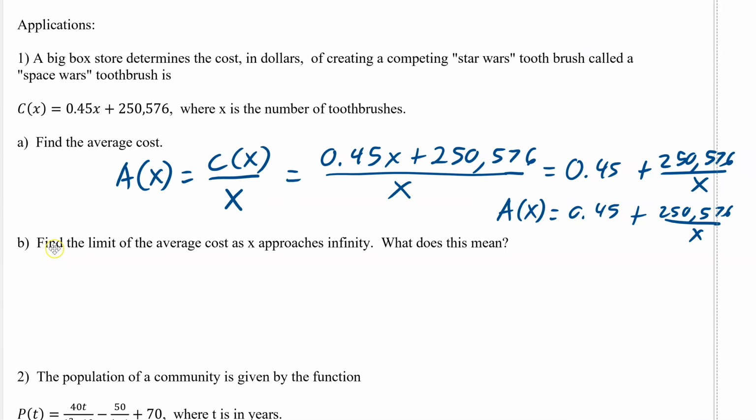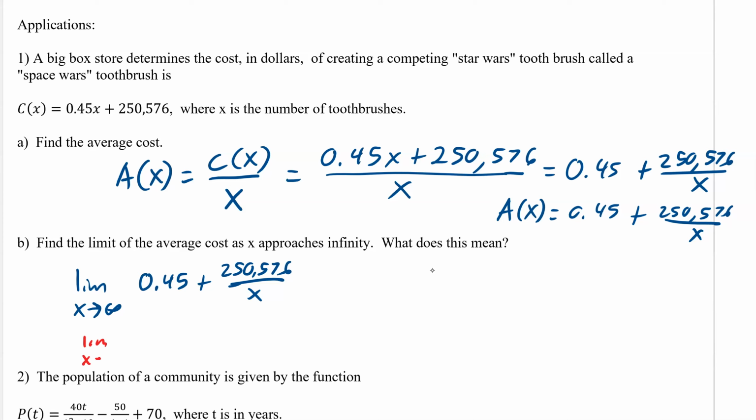So what we want to know now is what is the limit of the average cost as x approaches infinity. Now, it's not going to actually approach infinity, but we're in that direction. So if we plug our average cost in there, 45 plus 250,576 over x, we already know that the limit as x approaches, let me write that in red, our main rule, the limit as x approaches infinity of 1 over x to the r is equal to 0 with r greater than 0.